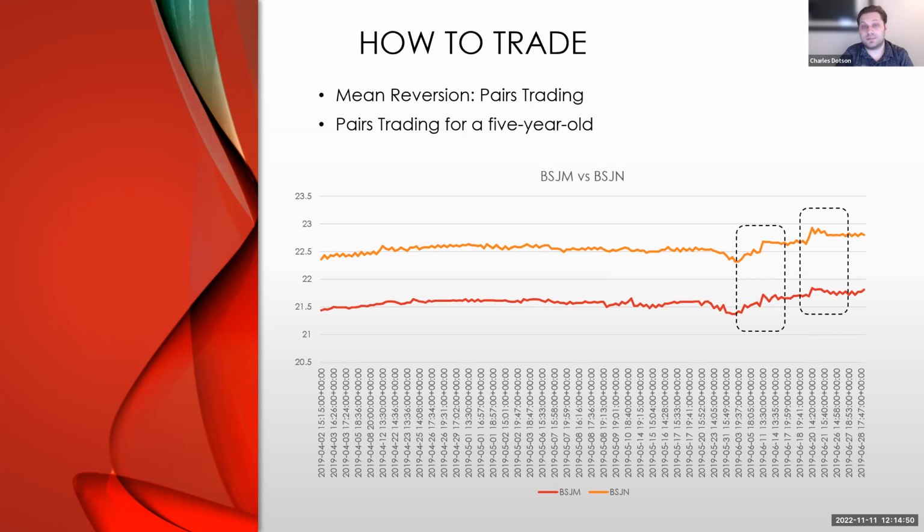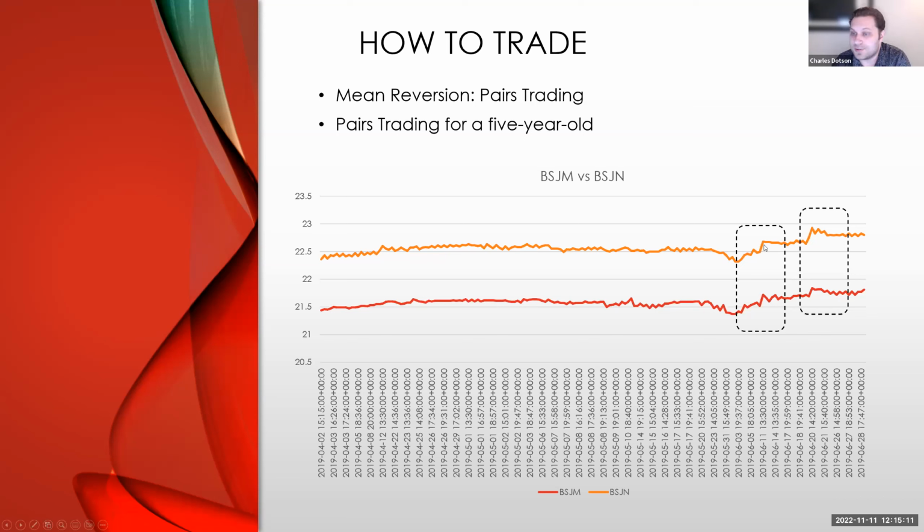So a quick back story or explanation of what pairs trading is. I'm going to do it for a 5-year-old. You have these two lines right here, right? They look like they move together. And if we look in these two boxes, it looks like for a little bit, they don't move like they're moving together. That was a long sentence, but you understand what I'm saying, right?